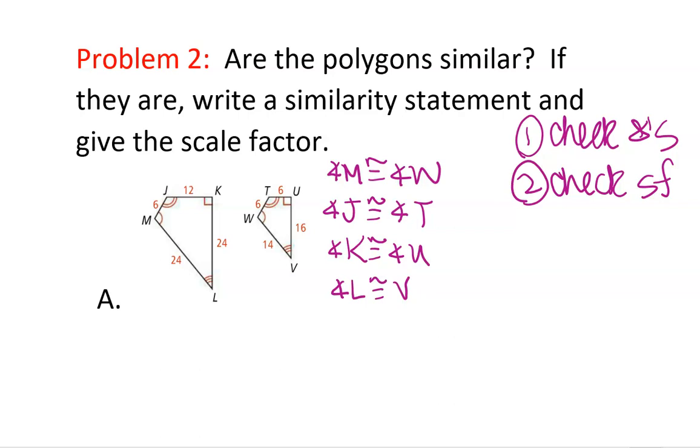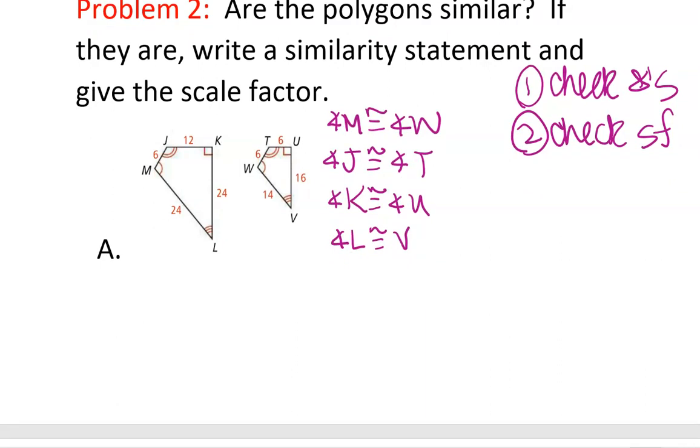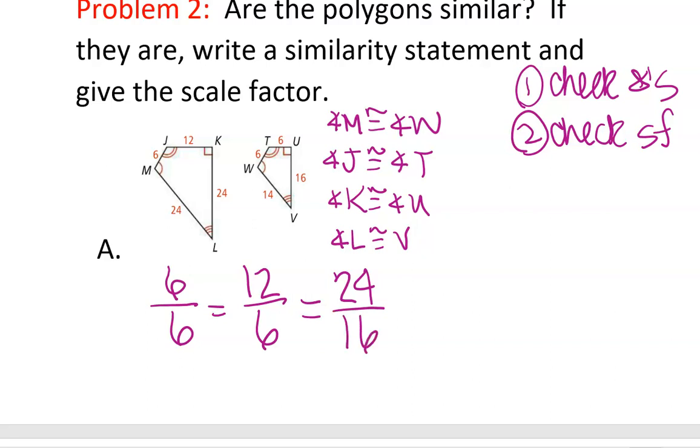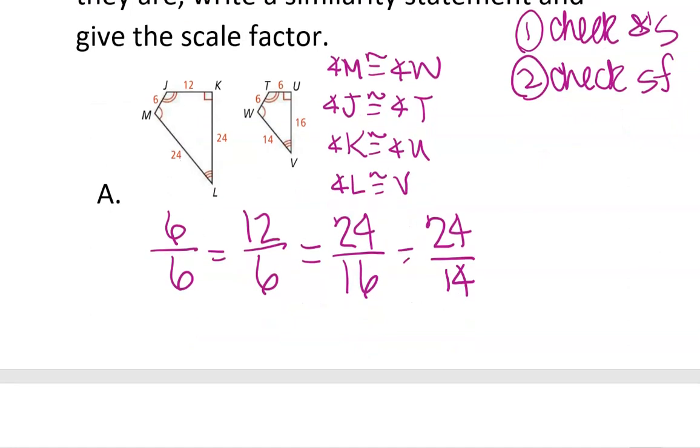Now we have to check that ratio that we were talking about before. So I'm just going to go all the way around, kind of 2 at a time. If you want to write those letters down so that you get the right sides, you can. But when they're actually set like this, 6 over 6, 12 over 6, 24 over 16, and 24 over 14. So I'm just matching them up as I go around. So 6 over 6, 12 over 6, I can already tell that these are not the same, 24 over 16, and 24 over 14.